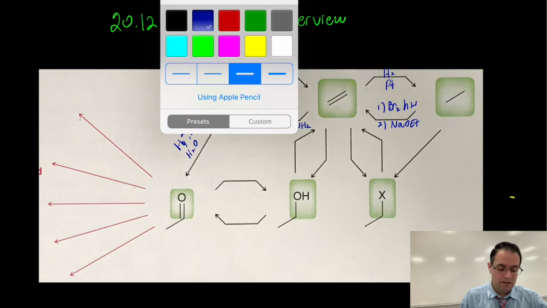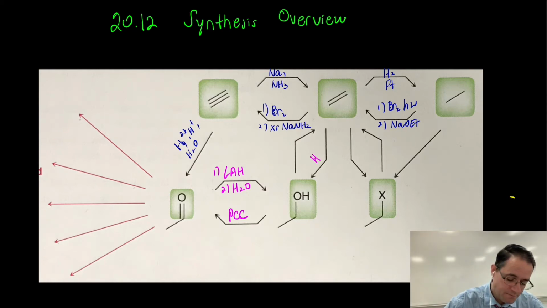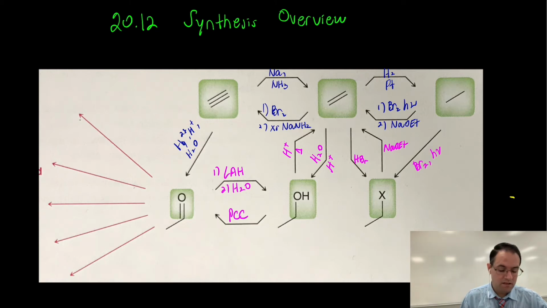We've talked about this reaction in this chapter. We can add LAH, followed by water. We can go from an alcohol to an aldehyde or a ketone using PCC, for example. Alkene to an alcohol, we can do something like this. Alcohol to alkene, H plus heat, HBr, base, bromine and light, or X2 and light.